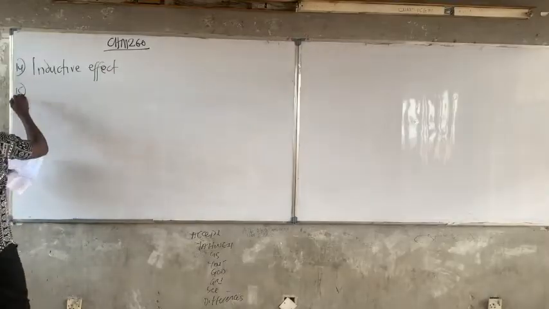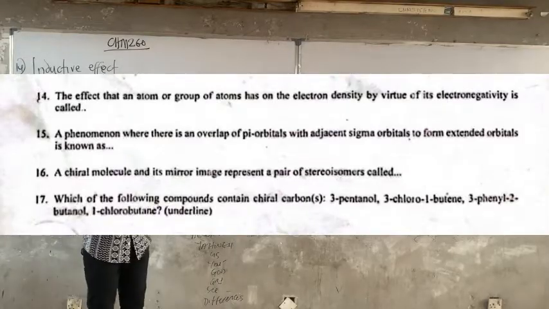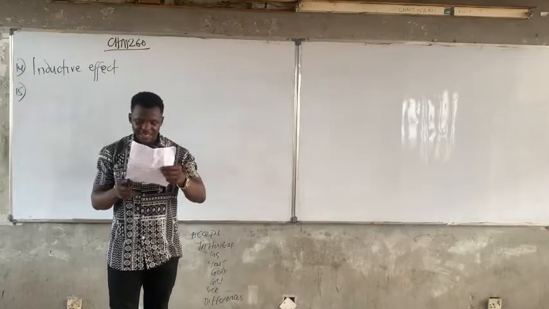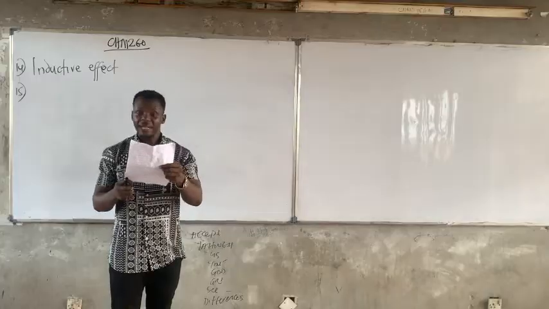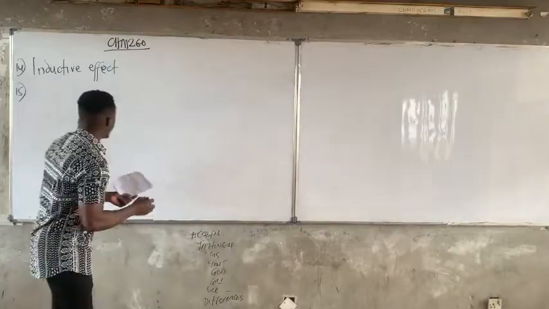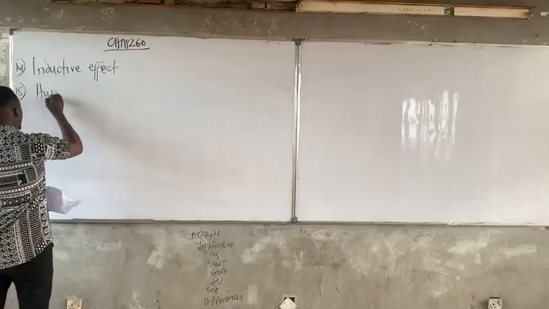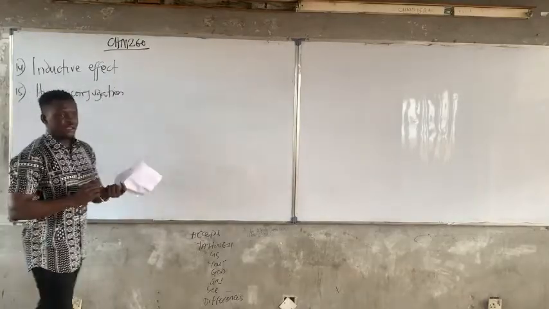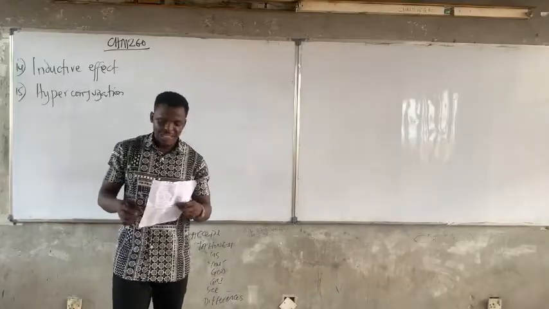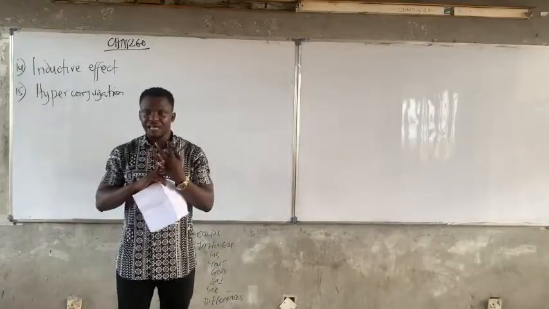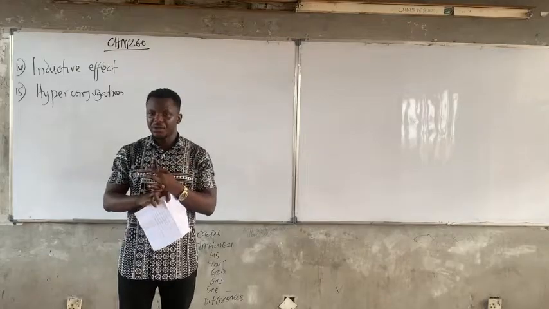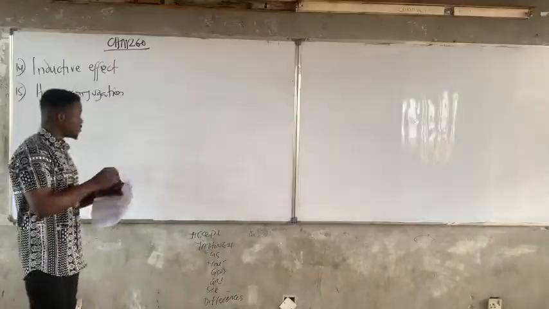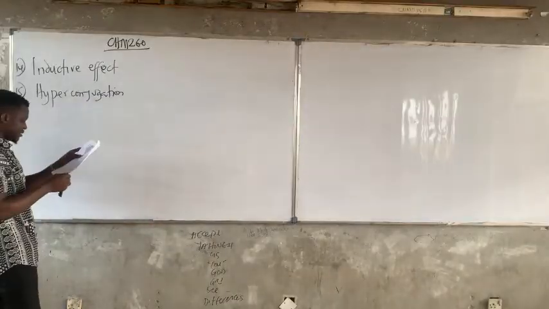Now number 15 says, a phenomenon where there is an overlap of pi orbital with adjacent sigma orbitals to form extended orbitals is known as hyperconjugation. So the answer to that question is hyperconjugation. If you notice, past questions have asked questions based on inductive effects, isomerism, and hyperconjugation. So, as you're revising your notes, don't disregard these effects.